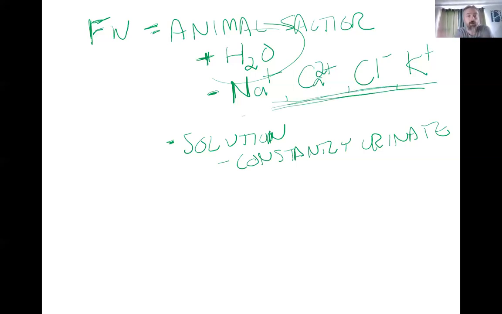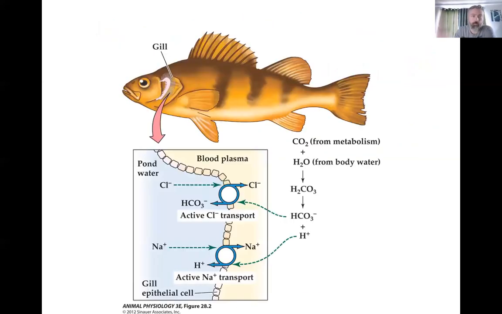We still have to deal with the loss of all of these solutes. So the way that we're going to do that is at the gill. Just as we talked about the gill being an important mechanism for the exchange of gases, here we're also going to use this gill as a means to reclaim some of the ions that we're losing through diffusion.